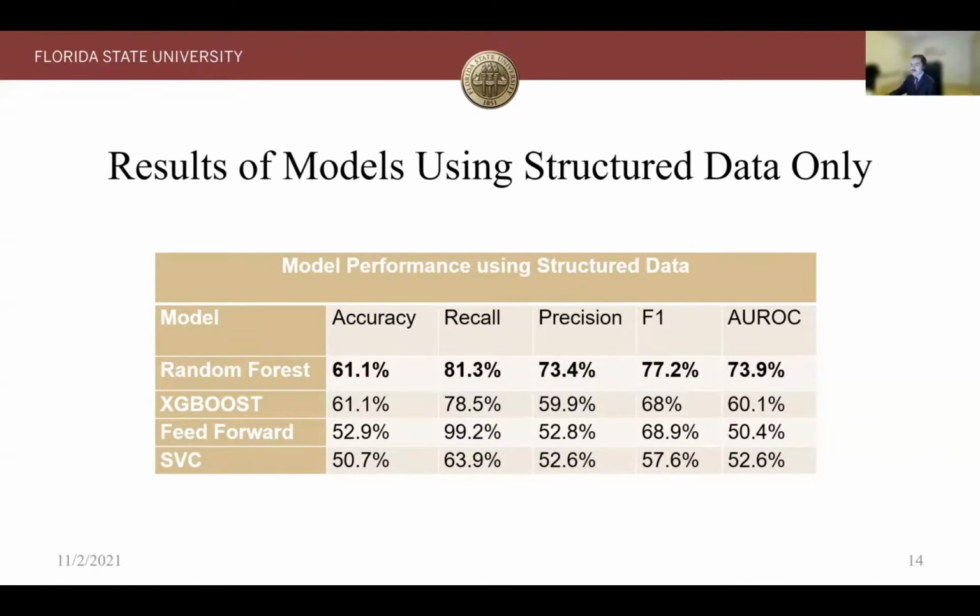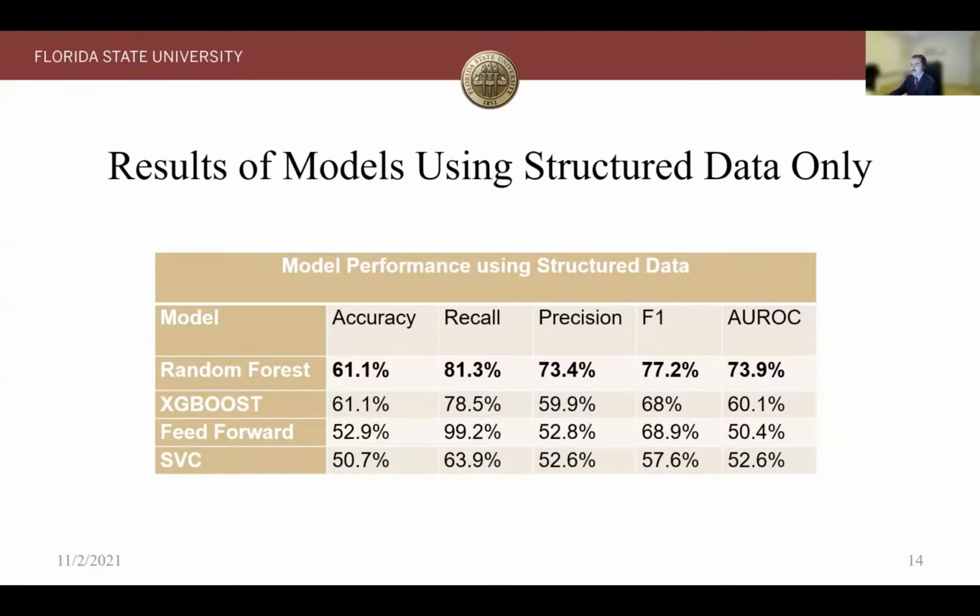Looking at the unstructured data, the highest performing model was the logistic regression model using bag of words on the text. The accuracy was 68.5%, the recall was 68.2%, the precision was 71.2%, the F1 score was 69.7%, and the AUROC was 75.7%. The logistic regression model here was the best overall performing model for all data sets combined: structured, unstructured, and the combined.